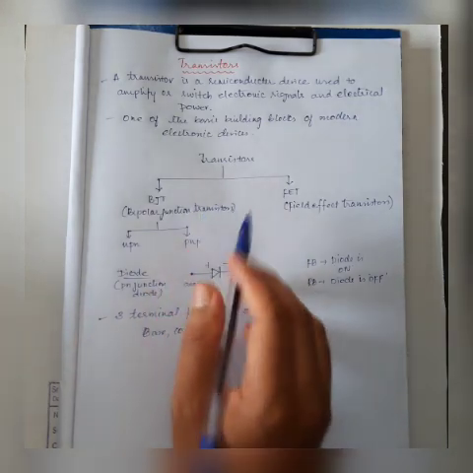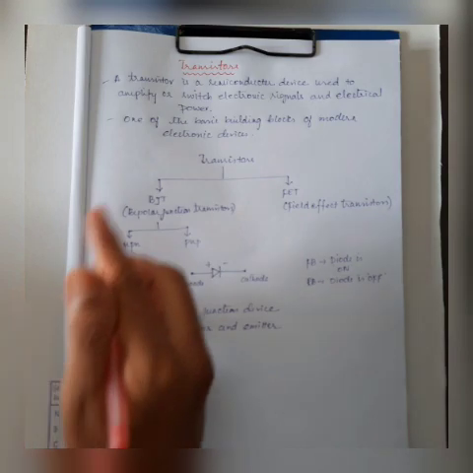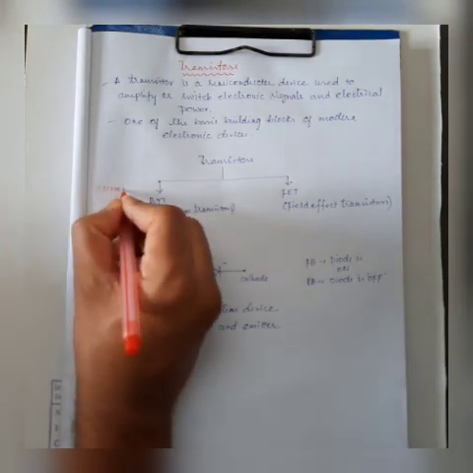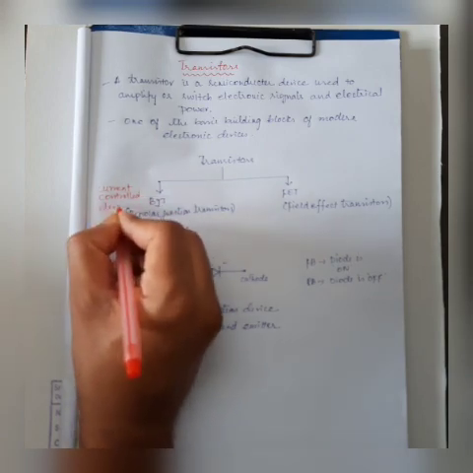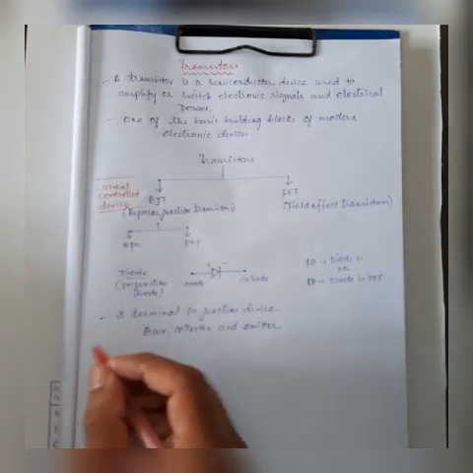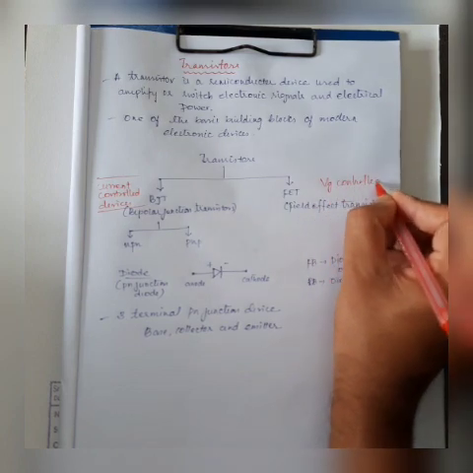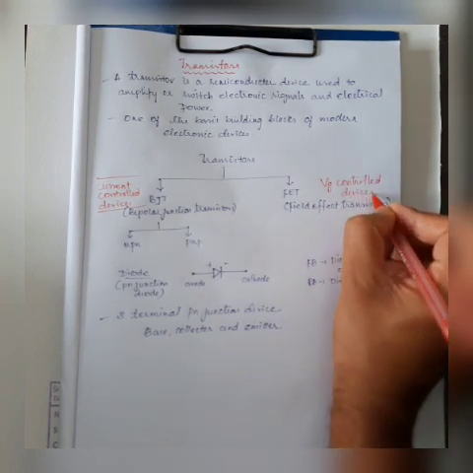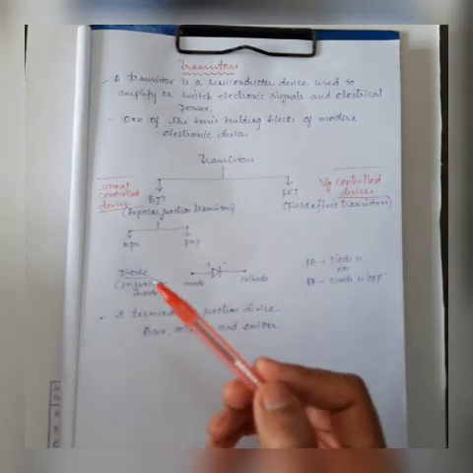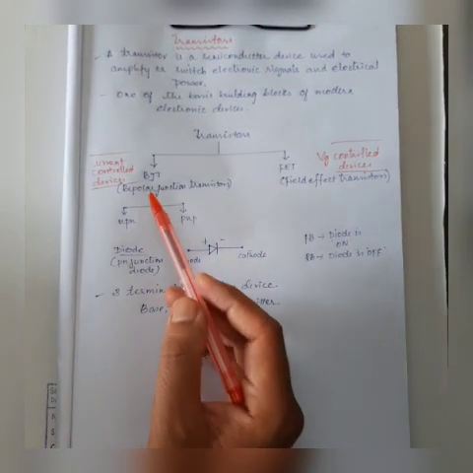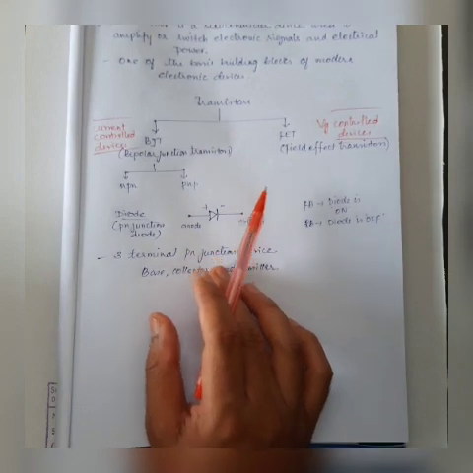So in the transistor you should remember that BJTs are current controlled devices and FETs are voltage controlled devices. Based on the application we will use them. Whenever a current controlling application is there, we'll go for BJTs, and if it is voltage control, we go for FET. So this is the general information you should know.